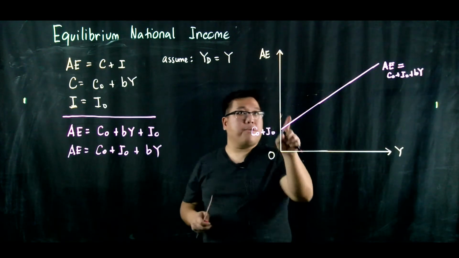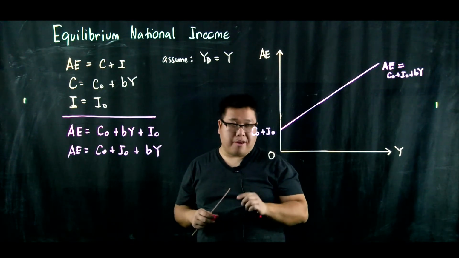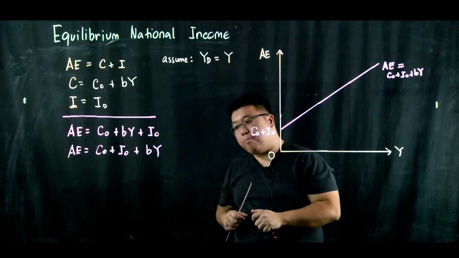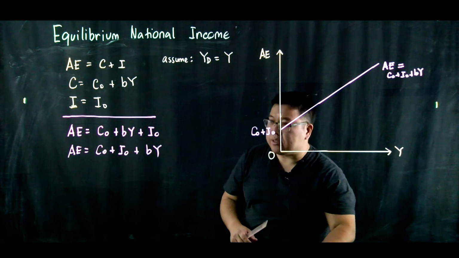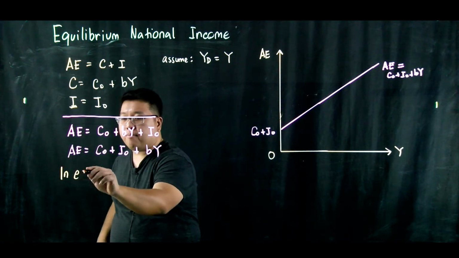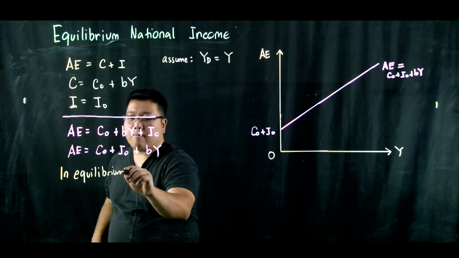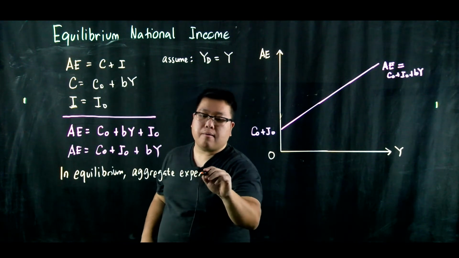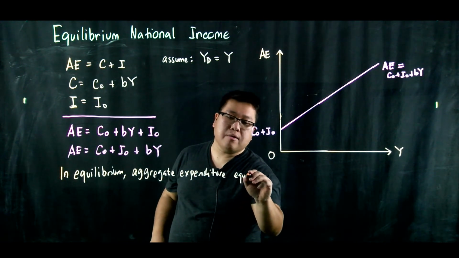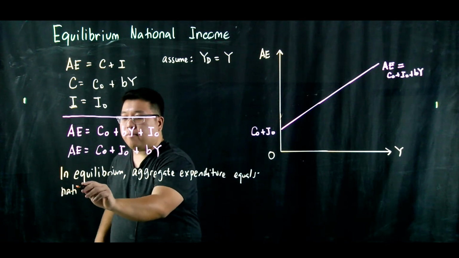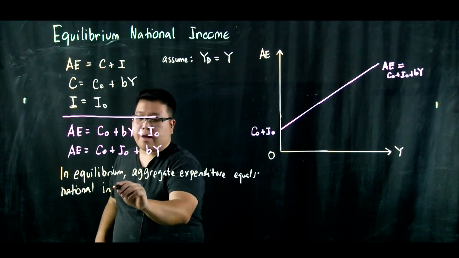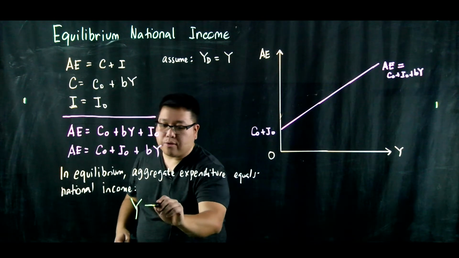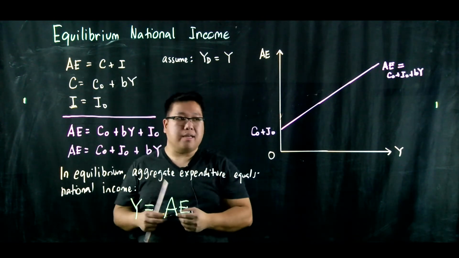All right, so there you have it. That's the graph for our aggregate expenditure. Now the question becomes, how do we find the equilibrium national income? Well, what happens in equilibrium is the following. In equilibrium, aggregate expenditures equal national income. And this is an important condition. Mathematically, it's given by Y equals AE. That's the equilibrium.